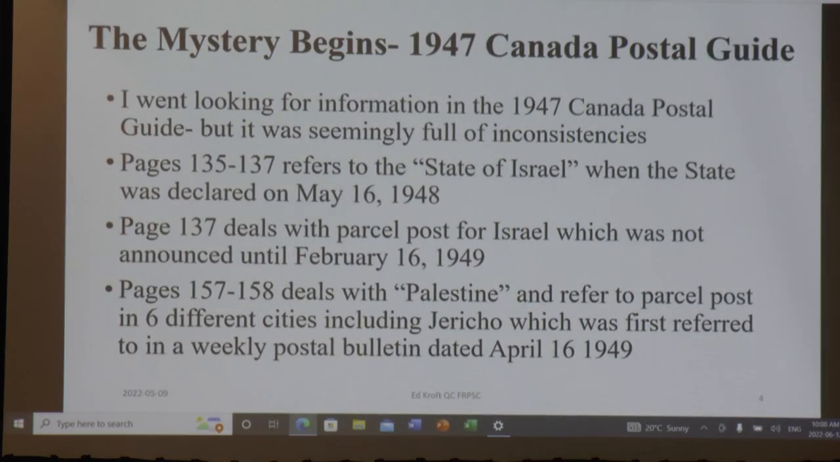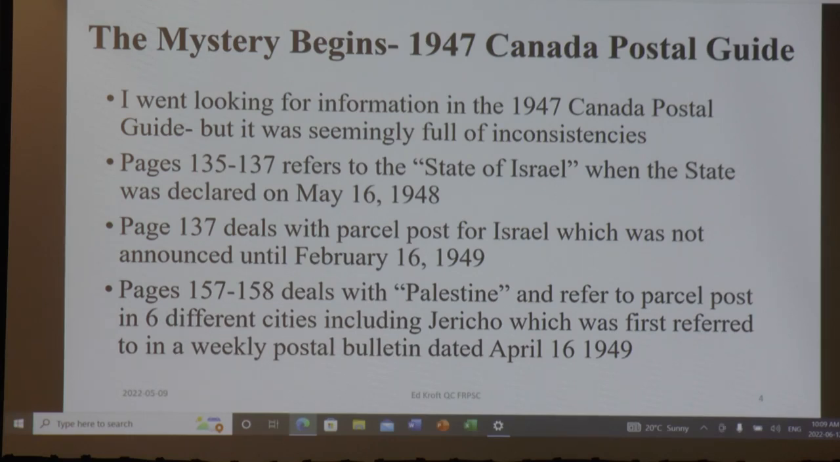And then I got into a mystery, because I started looking for the appropriate literature in order to corroborate the postal rate. And I went to look for the 1947 Canada Postal Guide. And when I looked in this book, which was for 1947, it started talking about the State of Israel, which I knew had been founded on May the 14th, 1948. So therefore I thought, something's wrong in this book. And then I went further into the book, and I saw that there were references to parcel posts going to the State of Israel, which occurred in early 1949, and there were references to Palestine in the book.